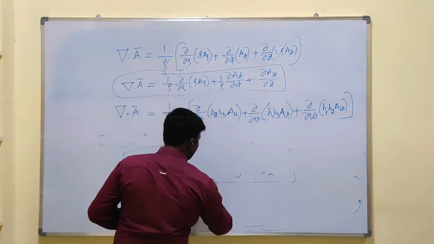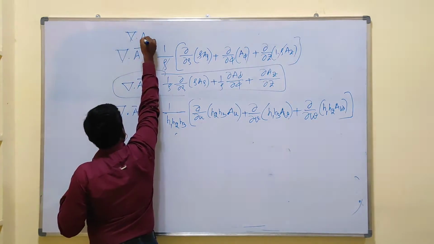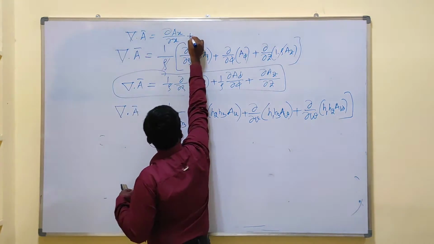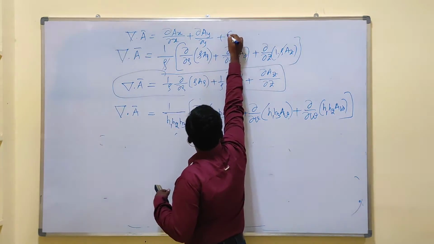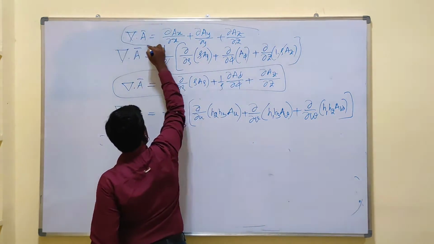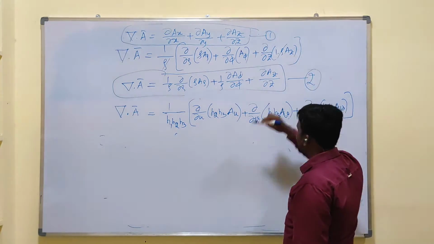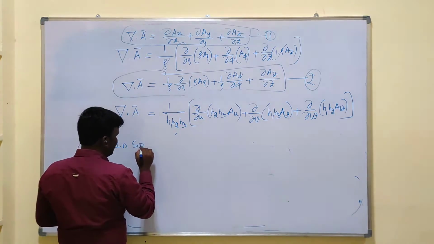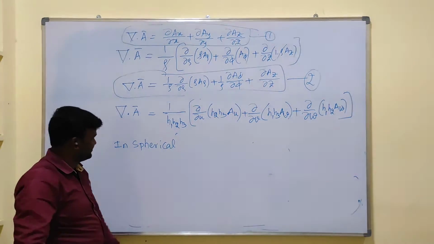I am reviewing this. This formula is very simple. That is in Cartesian, and del dot A is what? It is ∂Ax/∂x, ∂Ay/∂y, ∂Az/∂z. This is in the Cartesian coordinate system, the first one; the second is the cylindrical coordinate system, and the last one is spherical.